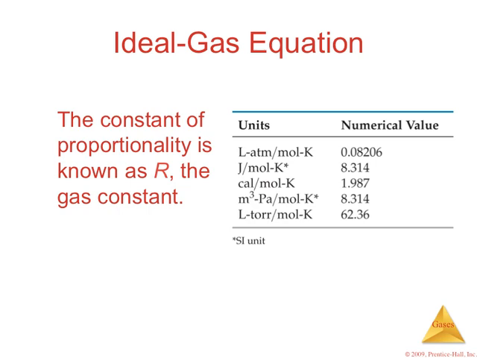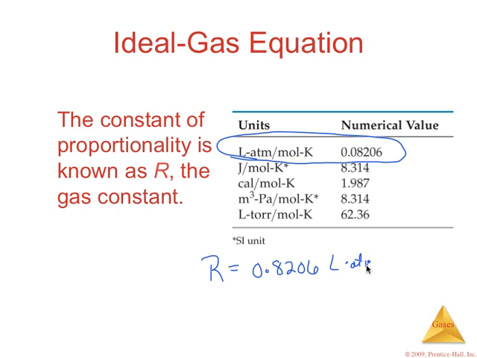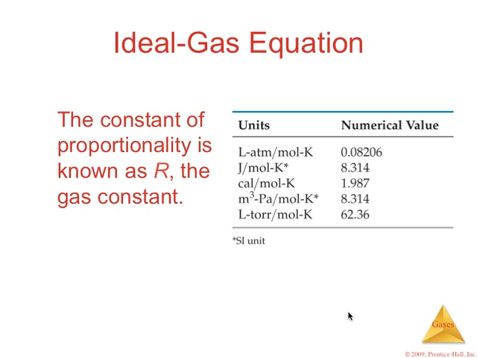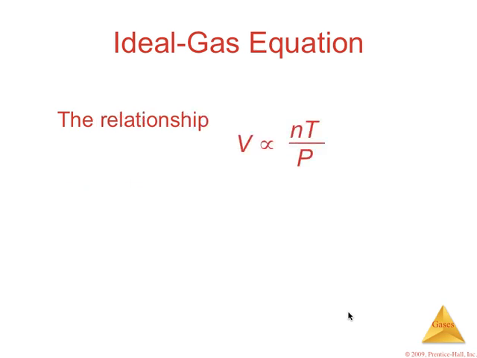There are several values for it. The one that I use most often is this top one. I have it memorized that the ideal gas constant, which is R, is equal to 0.08206 liter atmospheres over moles Kelvin. Memorize it. It makes your life a whole lot easier, particularly when you're taking a test. All right, so we've got that volume is proportional to moles times temperature over pressure.